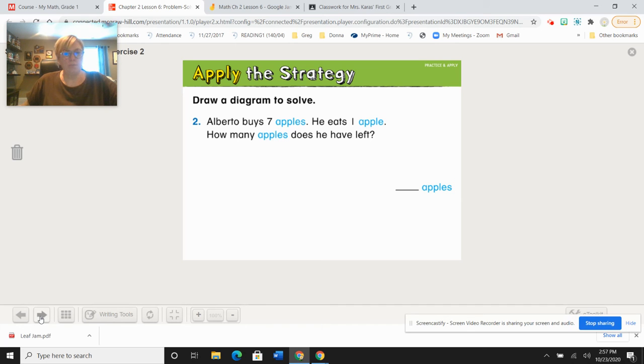Okay, number 2. Alberto buys 7 apples. He eats 1 apple. How many apples does he have left? Underline what you know, circle what you have to find out, solve it, pause it, and come back to check your answer. That's right, he has 6.